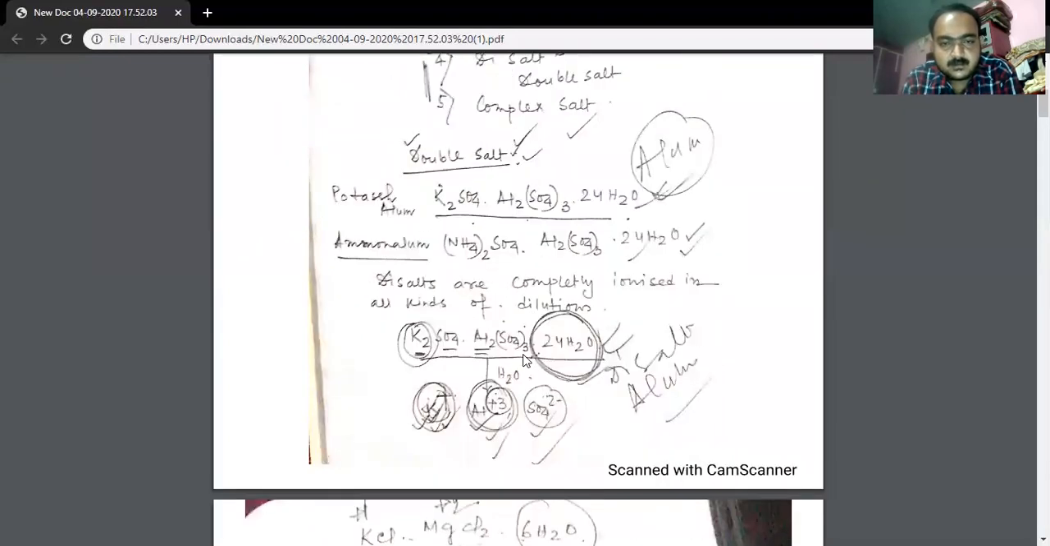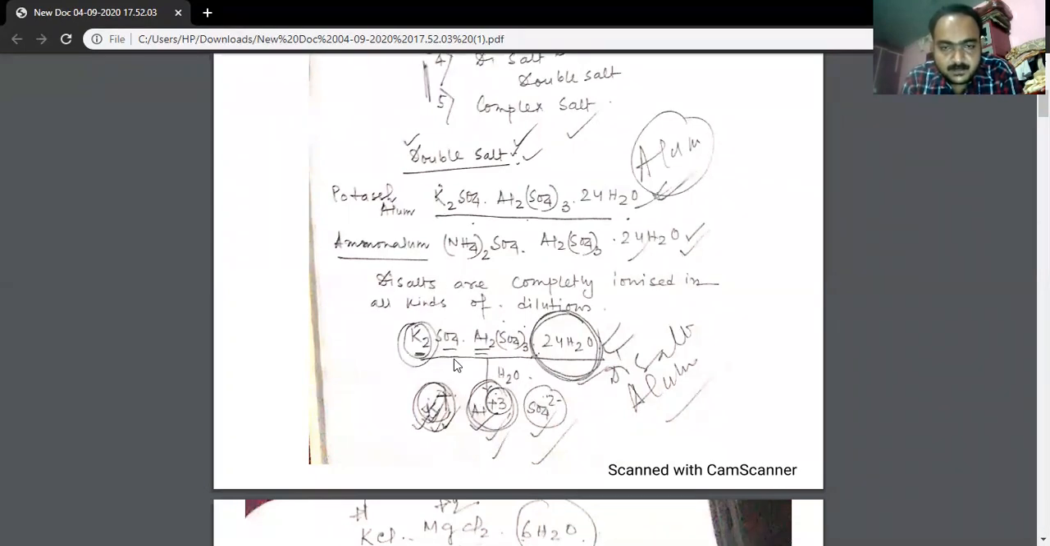So for double salts, we should start with the definition first. Double salts are substances which get completely dissociated into their component ions in aqueous solution. As an example, this is a double salt, potash alum. When you add water to it, it will give K+, Al3+ and SO4 2-. They are the component ions present in the salt.